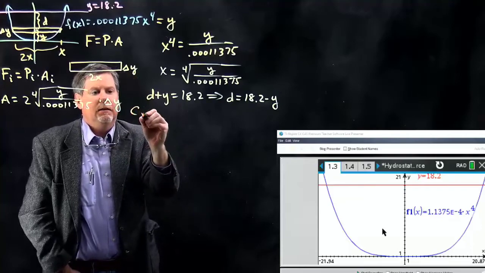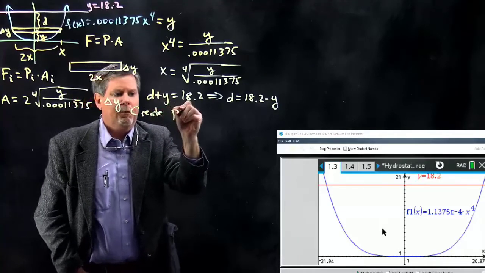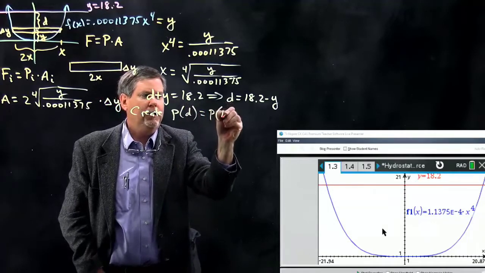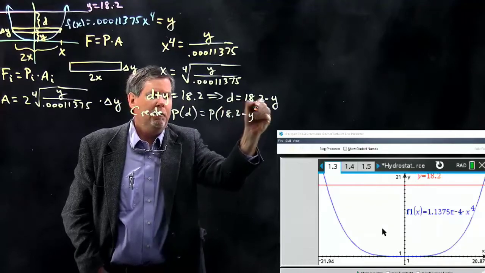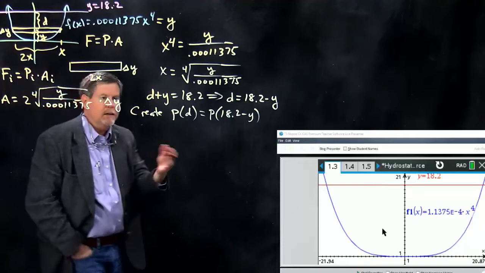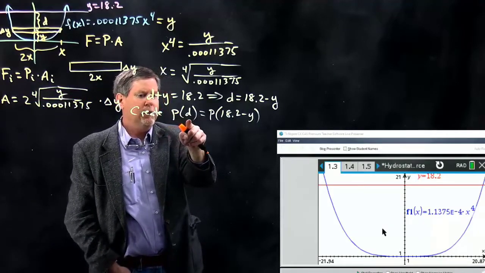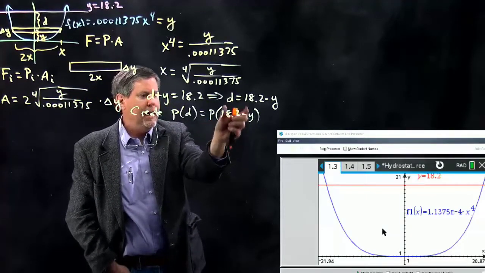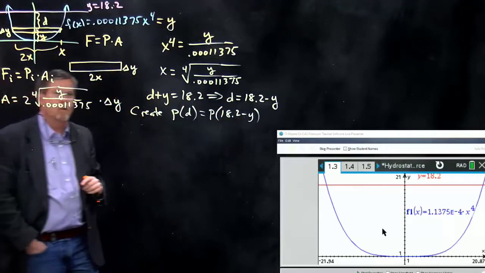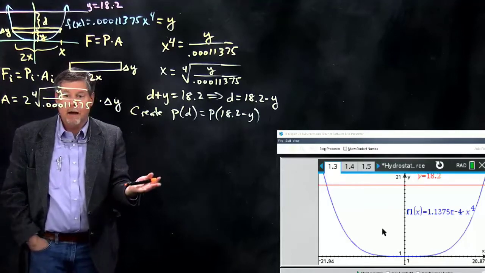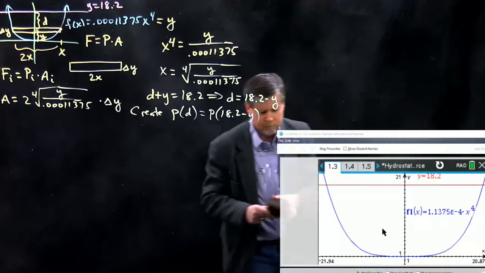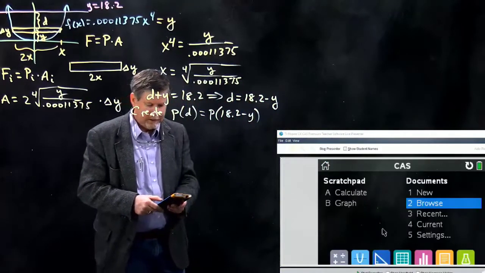We're going to eventually use that because we're going to create a pressure function. We're going to create pressure as a function of d, and then we're going to write it as pressure as a function of 18.2 minus y. We'll let the computer algebra system basically do that for us. We'll define p as a function of d, but then we'll just substitute in p of this expression, and the CAS will handle all the grunt work for us. Okay, so in order to do that, we really need the data. So if you recall, we collected the data.